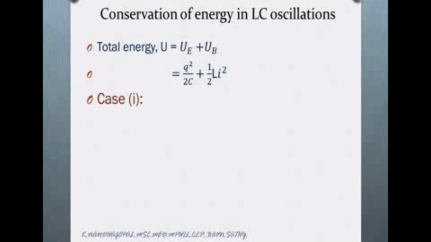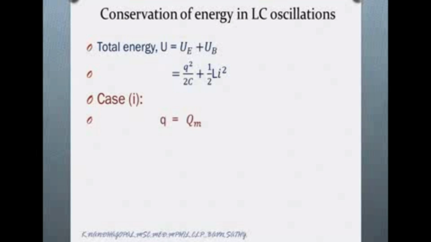So the total amount of energy is conserved according to the law of conservation of energy. But energy is transferred or converted from electric field to magnetic field to electric field. The total amount of energy is conserved. Now we are going to prove the conservation of energy in the LC oscillator: the total energy is equal to the electric field energy plus the magnetic field energy. Q square by 2C is the energy stored in the capacitor, and 1 by 2 L i square is the energy stored in the inductor. Already you know that.